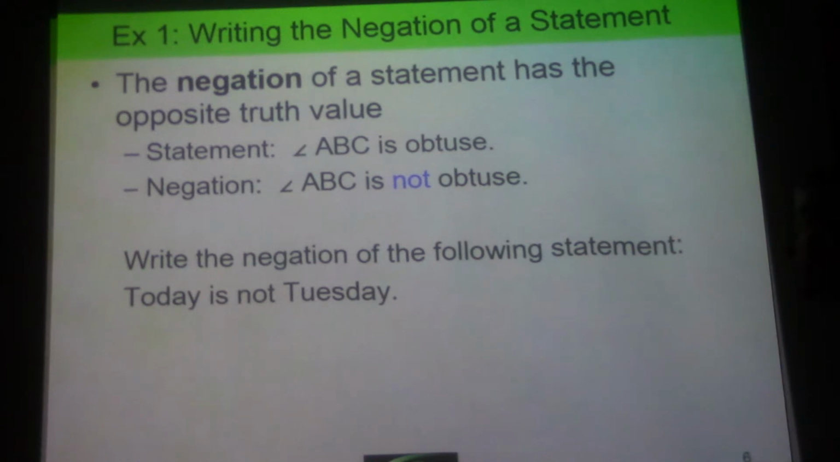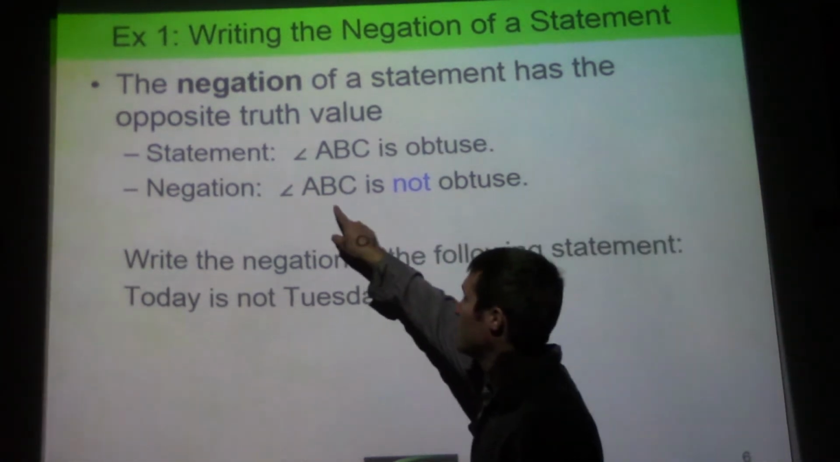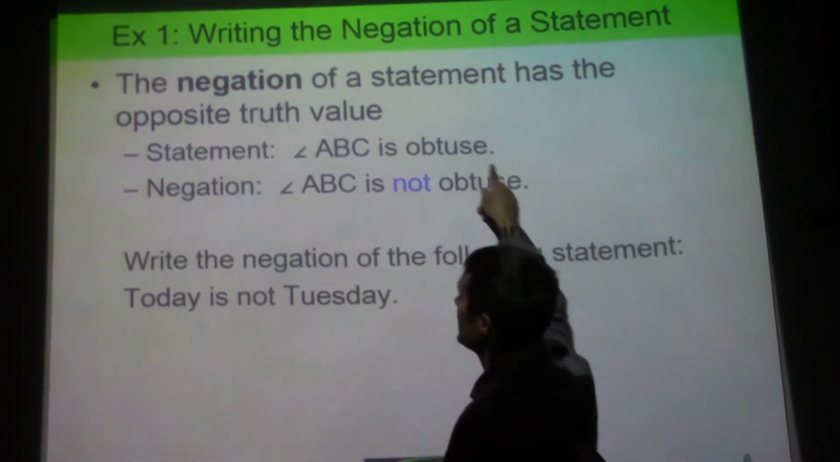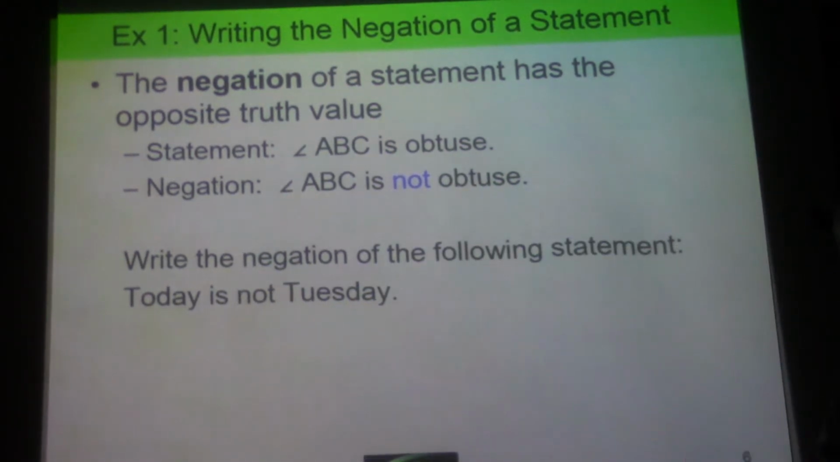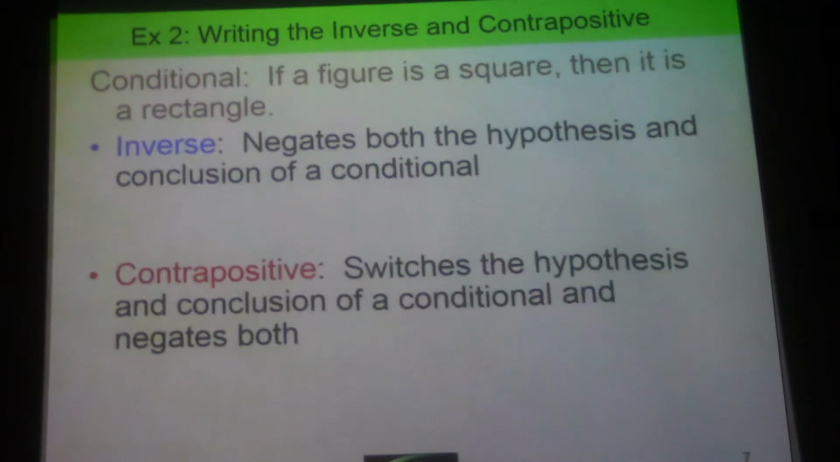So you can go backwards too. If they said ABC is not obtuse, then to negate that, we'd say it is. So if it has "not" in there, we get rid of it to negate it. So we're just saying the opposite. Negation is just saying the opposite of what we wanted. Okay? We want to write the negation of "today is not Tuesday." To negate that, we'd say today is Tuesday.